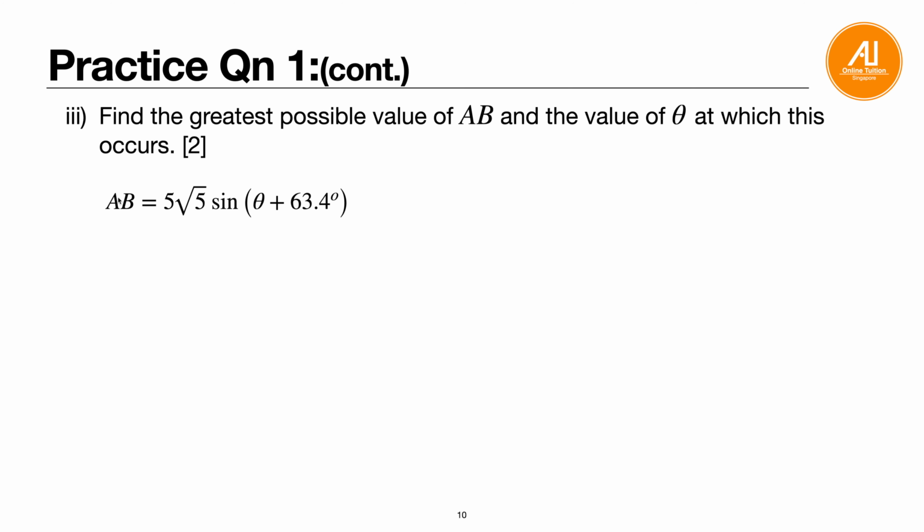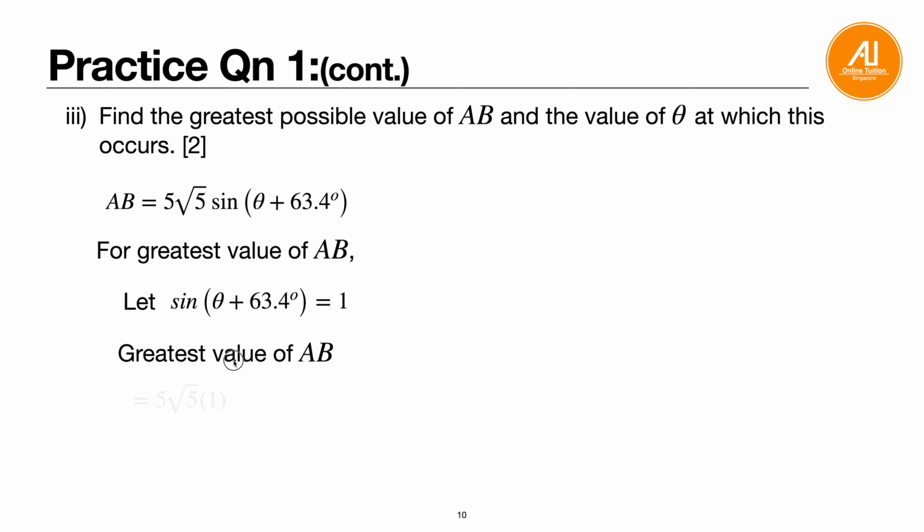Next, for the greatest possible value of AB and the value of theta. From the previous part, AB equals 5 square root 5 sine of theta plus 63.4. For the greatest value of AB, we let the whole trigo part be 1. Why? Because your sine curve fluctuates from 1 to minus 1. Since we want the greatest value, we let this whole trigo component be 1. If you want the least value of AB, you let it be negative 1. So the greatest value of AB is 5 square root 5 times 1, which is 11.2 meter, 3SF.